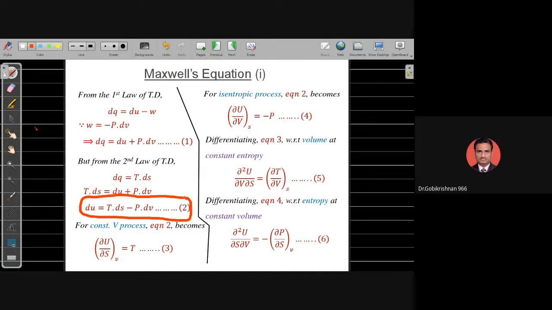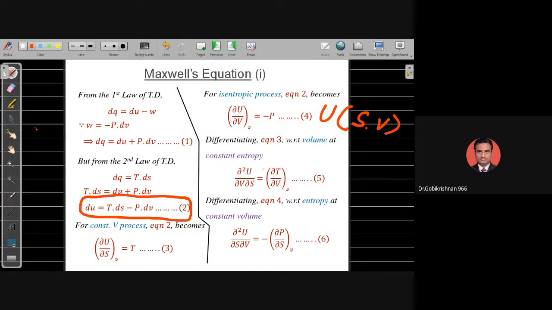Therefore, from this, what I can say is that U, the internal energy, is a function of S comma V. It is a function. Therefore, I know that U is a state function.